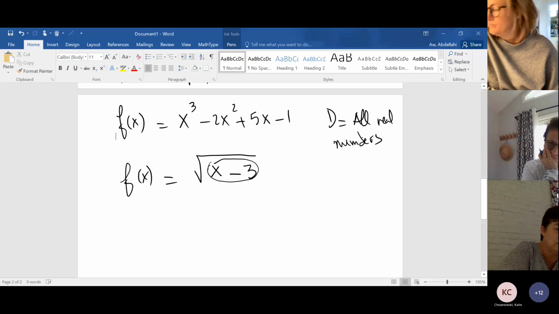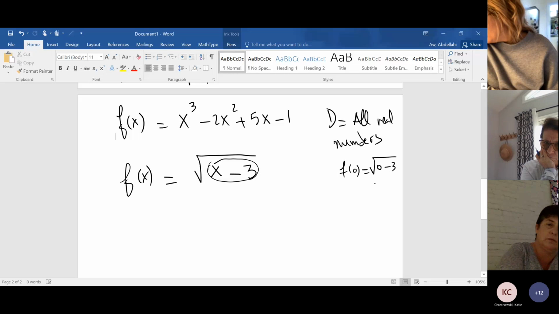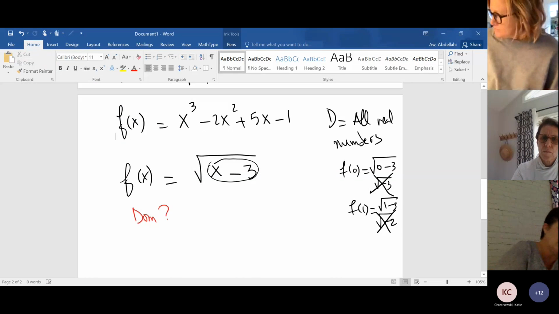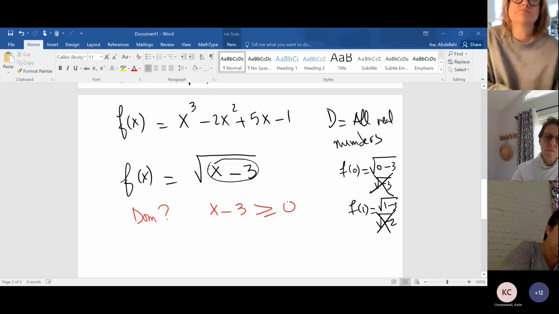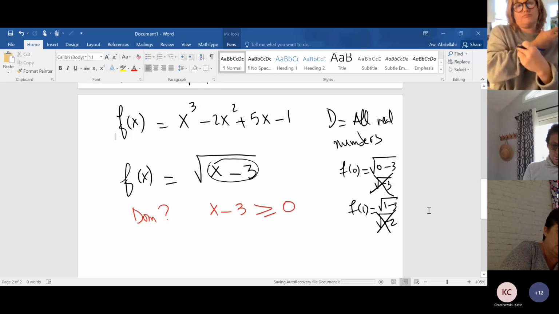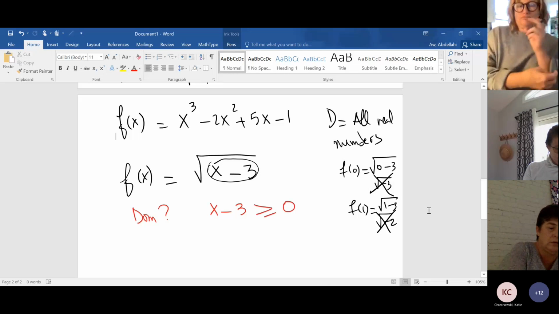For instance, if somebody asks you, what is f of 0? f of 0 is the square root of 0 minus 3. It's the square root of negative 3. This does not exist, right? In this context, it does not exist. What is f of 1? Which is the square root of 1 minus 3, which is the square root of negative 2, does not exist, right? So what is my condition for the domain? For the domain here, I have to say x minus 3 has to be greater than or equal to 0. That is the condition. x minus 3, whatever is inside the square root, has to be greater than or equal to 0.